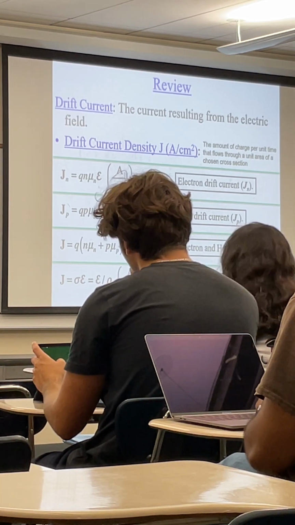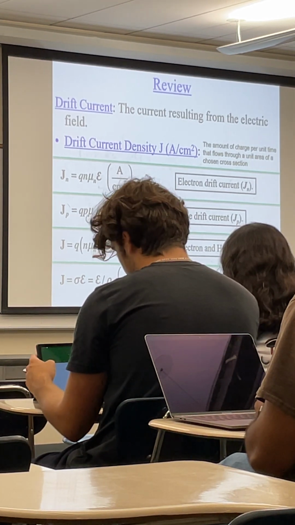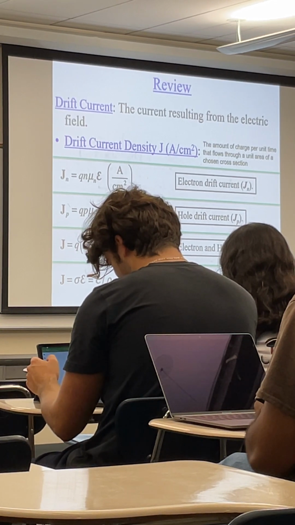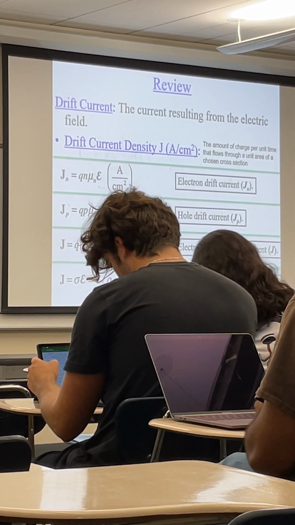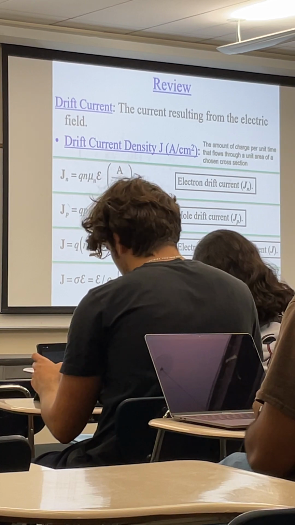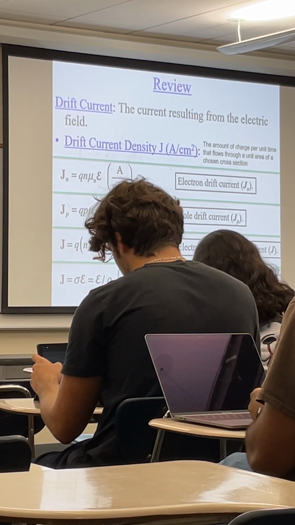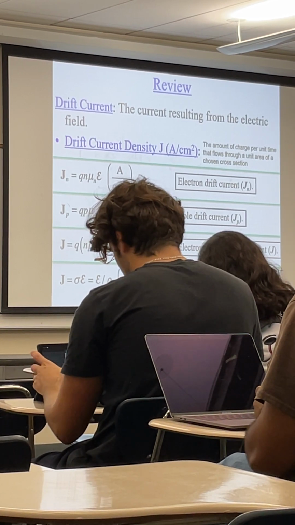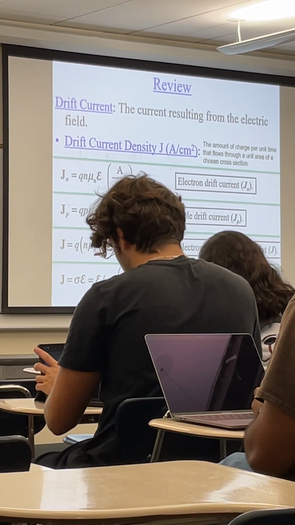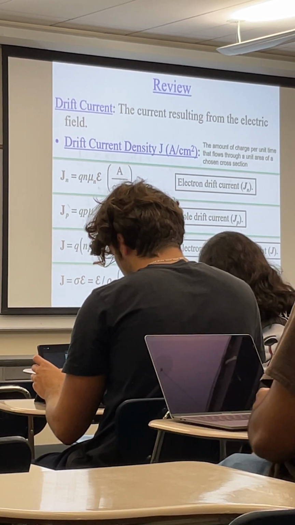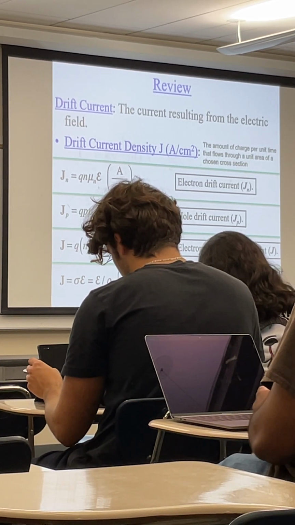So we also discussed the drift current, which is a current resulting from the electric field. This is the expression for the drift current. You can see this drift current is proportional to the electric field, and based on these expressions, you can determine the direction for the drift current. Basically, the direction is determined by the electric field.